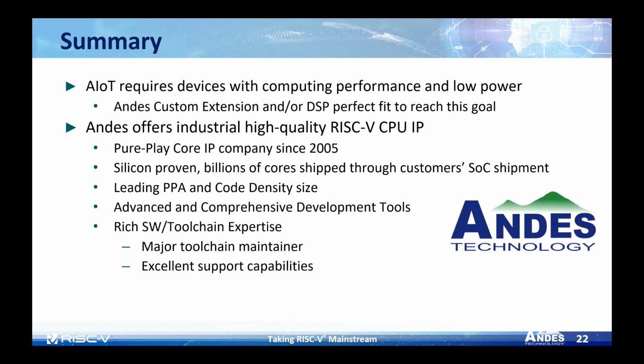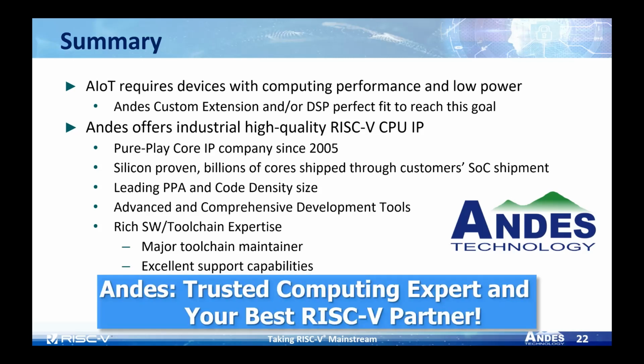Okay, so summary, AIoT requires ultra-low power devices, and we are at Andes offering industrial high-quality RISC-V CPU IP. We are a pure-play IP company on the market since 2005. We are silicon-proven. Last year we have shipped 1 billion devices. We have leading PPA and code density size based on real feedback from our customers. Advanced and comprehensive tools, I just have showed you, so you can have everything from us. And we have rich software toolchain expertise, as we are also contributor and maintainer for some of the major tools used in RISC-V. So to make it short, Andes is your trusted computing expert and hopefully your best partner for RISC-V.